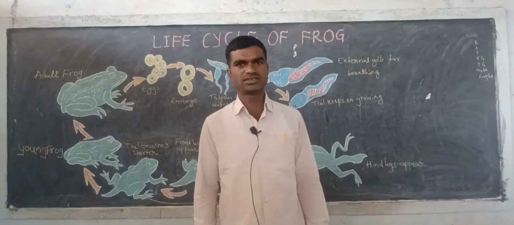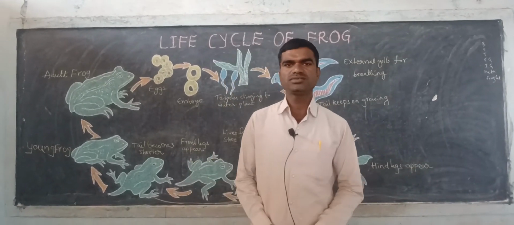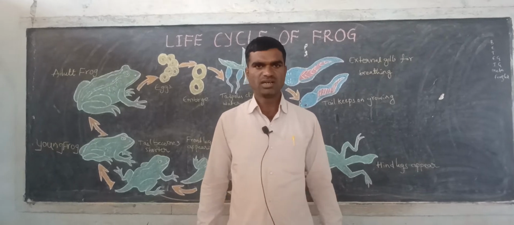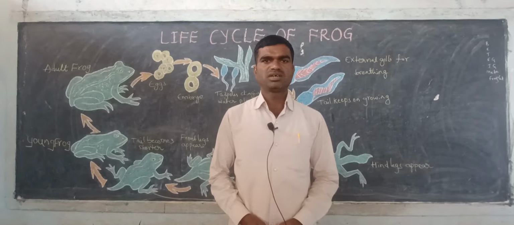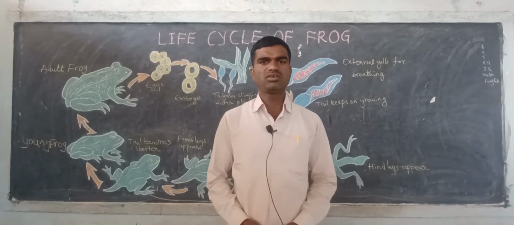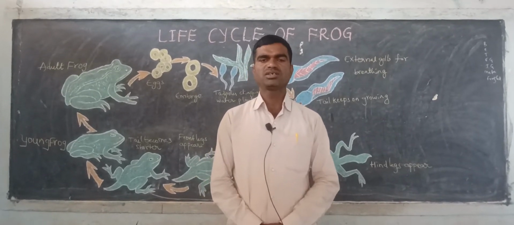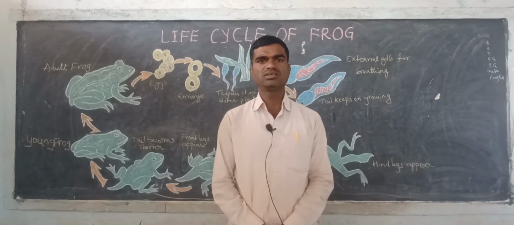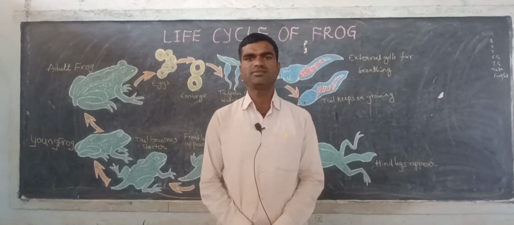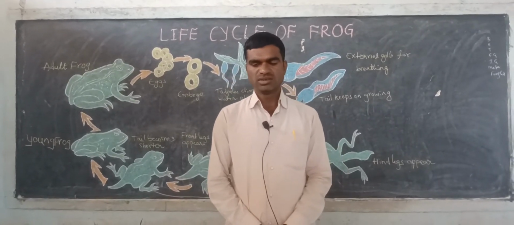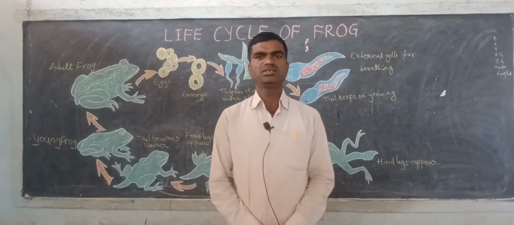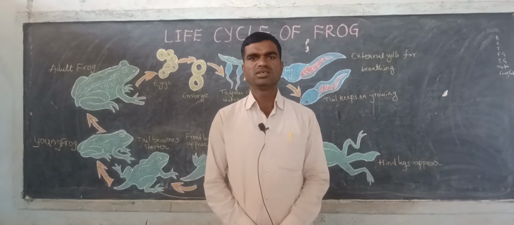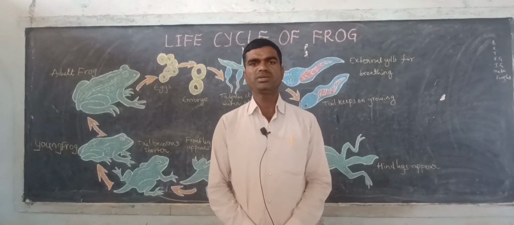Good morning, students. Today the topic we are going to discuss is the life cycle of the frog. The frog is commonly called Rana tigrina, the Indian bullfrog, and various species exist. Frogs live in water and on land, that's why they are called amphibians.